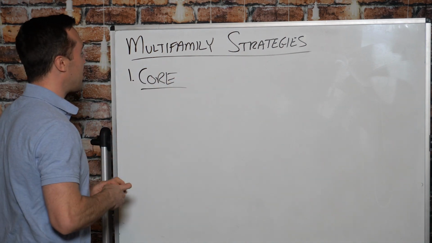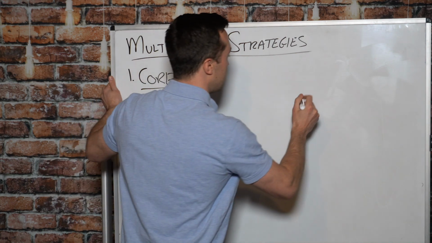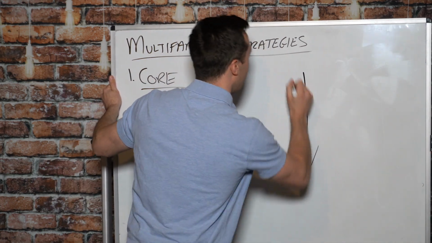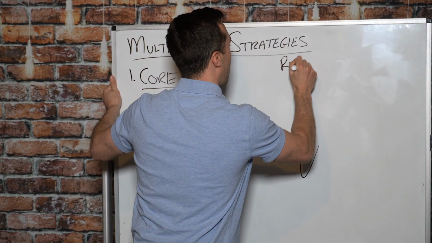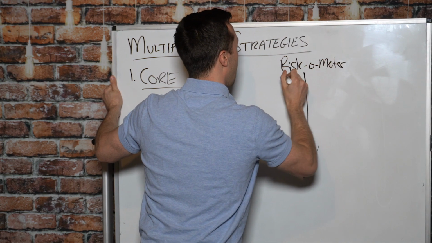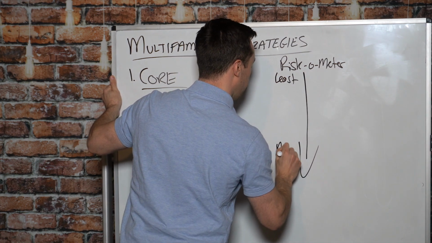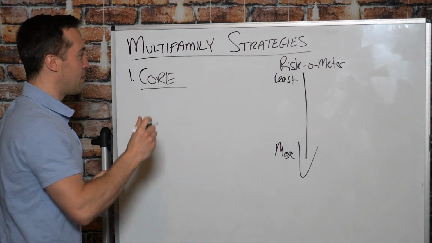So with the core strategy, it's seen as the least risky strategy, and there's a couple reasons why. So we'll draw our risk-o-meter. You know what? Let's even call it the risk-o-meter. And then we have the least risky, and then we have more risk over here. I should trademark the risk-o-meter.